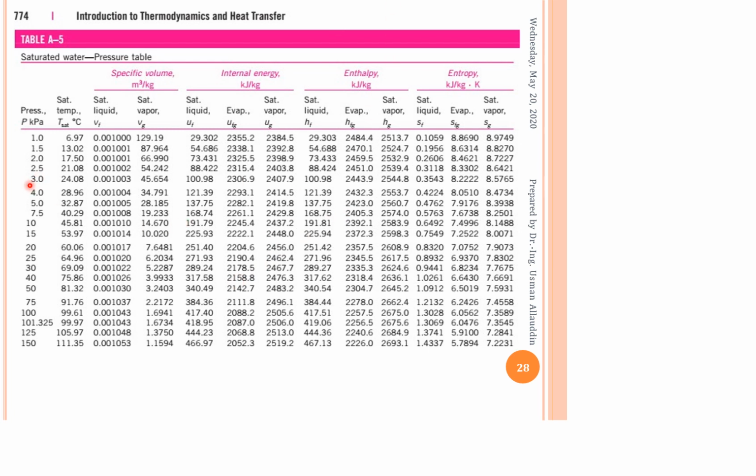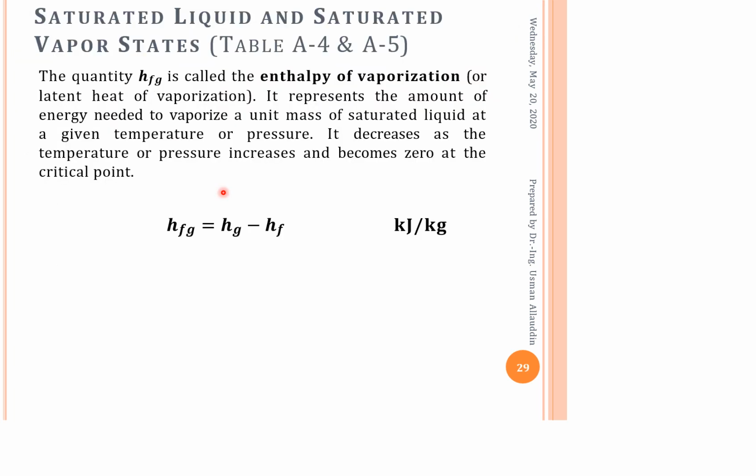So for a given pressure we can find the saturated temperature and any value we want. The same goes for the Hfg value, which is the enthalpy of the saturated mixture. How do we find that? The same as we did for the specific volume. This will be Hg minus Hf. The g represents the saturated vapor, and f represents the saturated liquid. If we subtract that, then we will find the value for the saturated mixture.